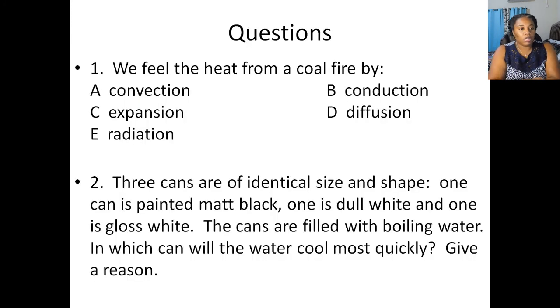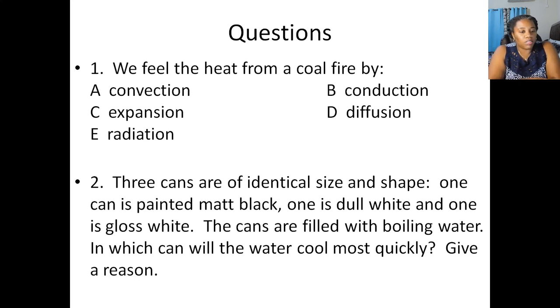And so, here are some questions before I leave. The first question is, we feel the heat from a coal fire by. Now, we have convection, expansion, radiation, conduction, diffusion. And I would say radiation. It also depends how close you are to the fire. If you pick convection, that means you're not very close, because you're saying that the heat from the fire would have heated up the air and caused the air to become warm through convection currents. But we're talking about direct contact, so I'm going to say radiation.